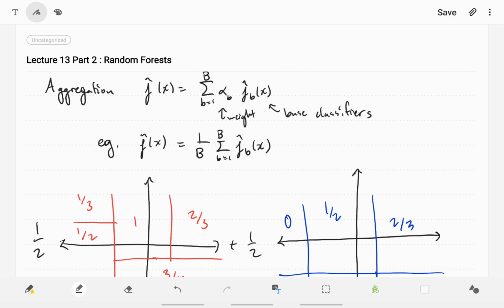Now, we're going to assume that we have multiple trees instead of just one, and then we're going to aggregate them just by summing and weighting these base classifiers. So in practice, you would just apply the predict method for the multiple classifiers and then average the outputs for a given new x. And it'll be a weighted average, weighted by some weight alpha sub b. So for example, you could set all the weights to be the same, and then this f hat of x would just be the average of all the base classifiers.